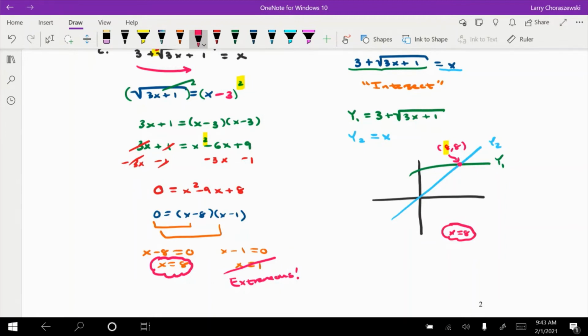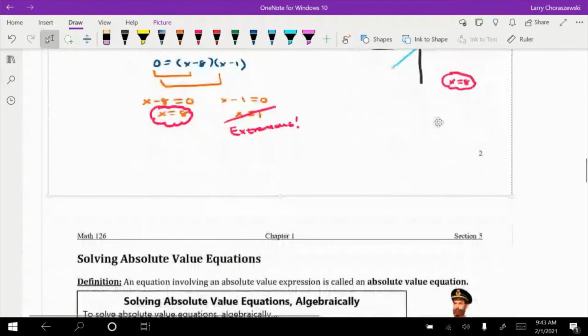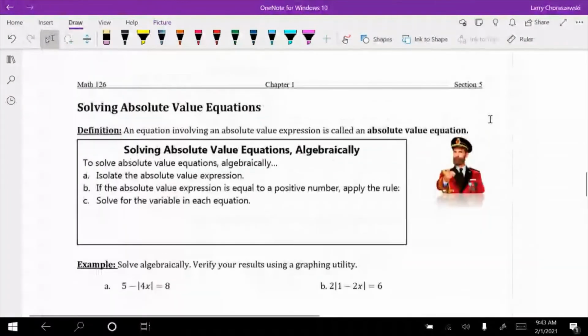All right, let's move on to our next type of equation, and that would be an absolute value equation. So here I really felt compelled to put Captain Obvious in the notes here. Another obvious definition: an equation that involves an absolute value expression is called an absolute value equation. Okay, so they're pretty easy to spot, much like the radical equations are.